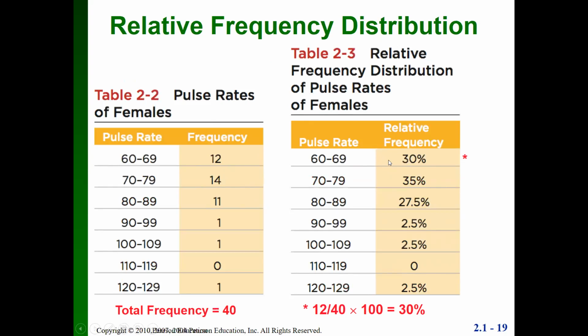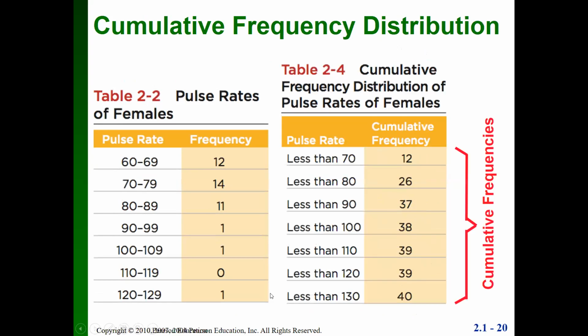So what that tells us is that 30% of the sample of 40 numbers appear in that range, 35 in the next, and then we can look down and see what the relative frequency is here. We see the preponderance of the data. In fact, 92.5% of the data are between 60 and 89. So this tells us something about the distribution of the data.